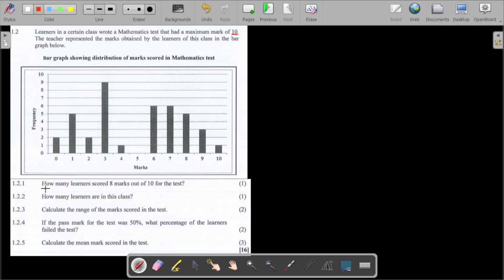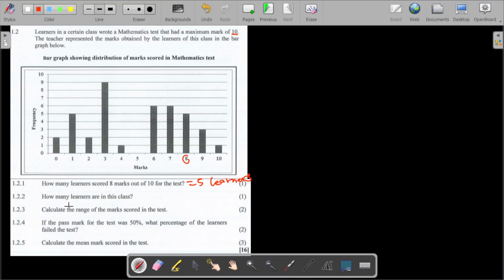So question 1.2.1 is asking us how many learners scored 8 marks out of 10 in this test. So how many learners got 8 out of 10? If we come here, this is the mark of 8 out of 10. Going to the top, how many learners do we have there? So we have 5 learners, which is our frequency. So we have 5 learners.